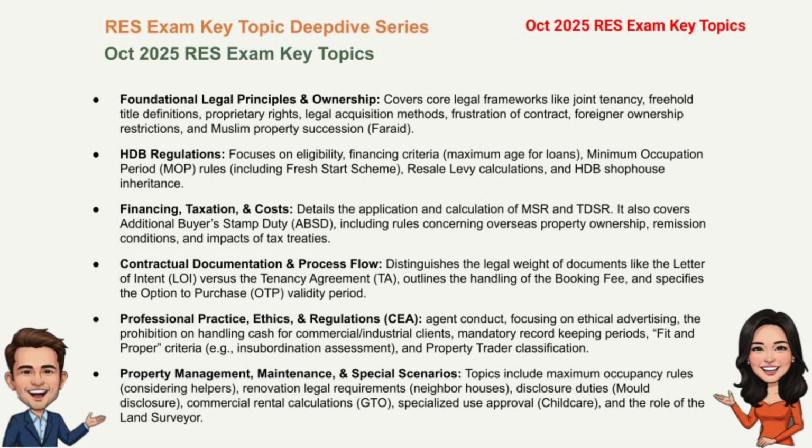If they let the OTP expire, they forfeit the option fee they paid initially. It's our deadline. Okay, commitment locked in. Let's switch gears completely now to how agents must behave. Core Segment 5: Professional practice, ethics, and CEA regulations, the non-negotiables. Yeah, this is the bedrock of being a licensed professional.